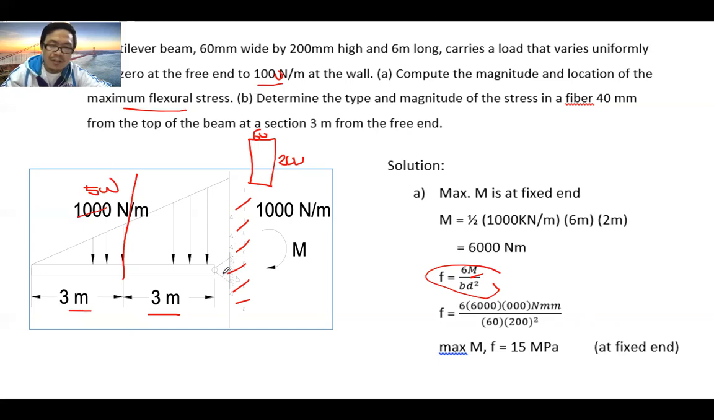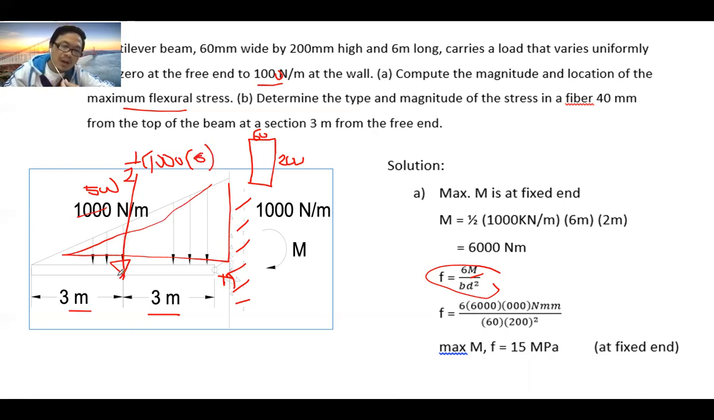Okay, take moment at, let us say this is A. What is the value of moment here? Okay, it is just equal to, what is this resultant force of this load? Resultant load, I should say. Ito lang na triangle, this triangle is just equal to 1/2, kasi triangle naman siya, 1,000 times 6. Okay, pero ang kuha nito, ang location is not here in the middle. Dapat nandito siya. Kasi nga triangle eh. Okay?